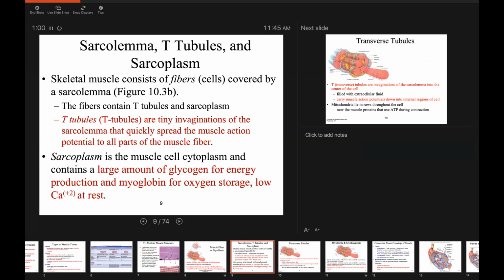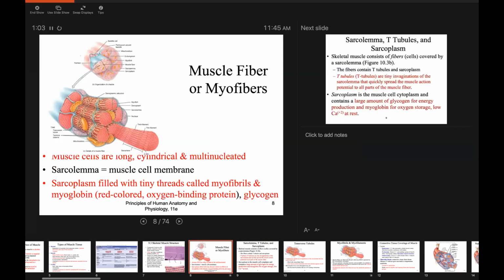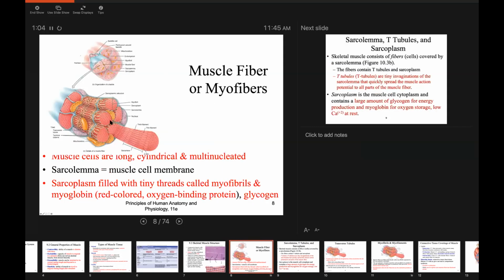Now the T-tubules, I'm just gonna come back here. The T-tubules are these right here. And the transverse tubules, again, are invaginations of the plasma membrane internally. So if you have an action potential spreading throughout the length of the plasma membrane, the sarcolemma, action potentials triggered throughout the sarcolemma, then the action potentials are going to go down these tunnels.